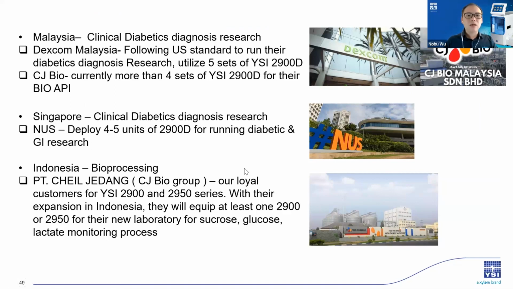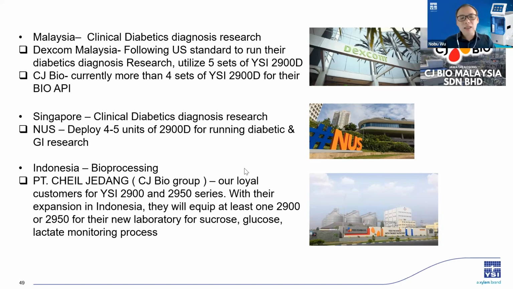Okay, and then Malaysia. In Malaysia we have 2 quite good customers. Dexcom Malaysia, Dexcom being from the US, has been using 4 or 5 units of the 2900 for studies related to diabetic diagnosis tools. Because the instrument is very accurate, and we have IQOQ, they follow our American practice and utilize our product in their research. And CJ Bios also has more than 4 units of the 2900D for bio API, active pharmaceutical ingredients, in Malaysia.